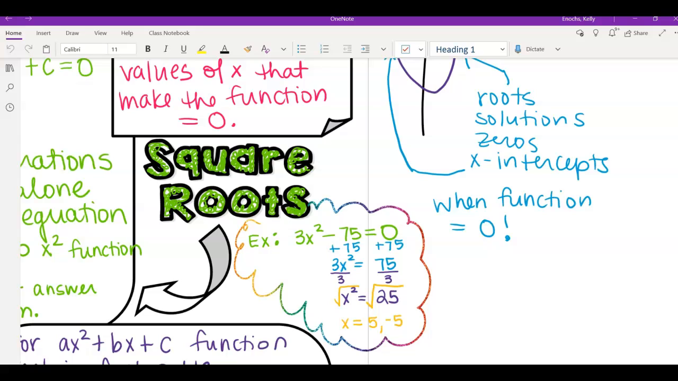Take the square root of both sides. And of course, the square root of 25 is 5, but it's also negative 5. So my 2 points where this graph crosses the x-axis are at 5 and negative 5. If you think about a graph, and you can kind of picture that in your head, you're going to have a U shape that's going to cross at both 5 and negative 5.